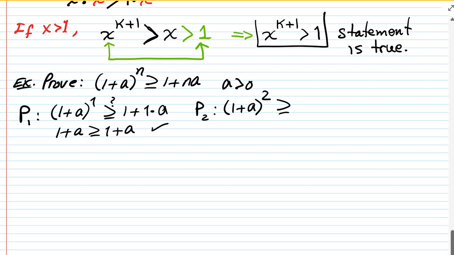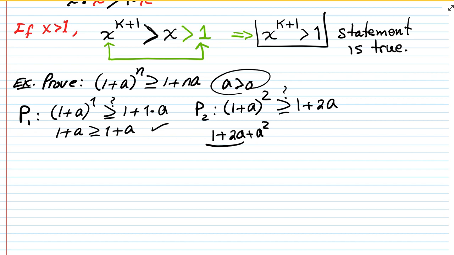1 plus a squared, is it greater than or equal to 1 plus 2a? Well, if we expand the binomial on the left, we get 1 plus 2a plus a squared, right? Square of a binomial. And because a is positive, you square it as positive, so you're adding a positive number to 1 plus 2a. That will definitely be bigger than 1 plus 2a, correct? It's bigger than 1 plus 2a by a squared. And we just showed that it works. It worked for P2. Same way you can show it for P3.